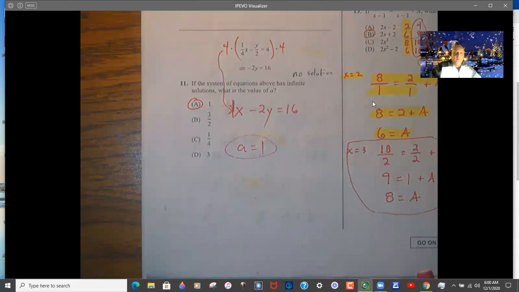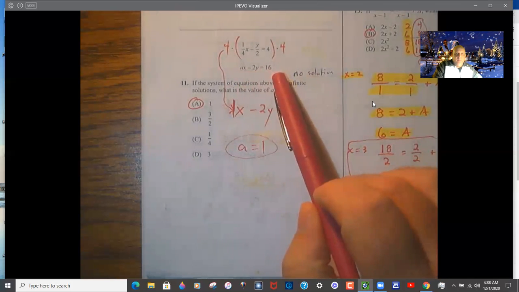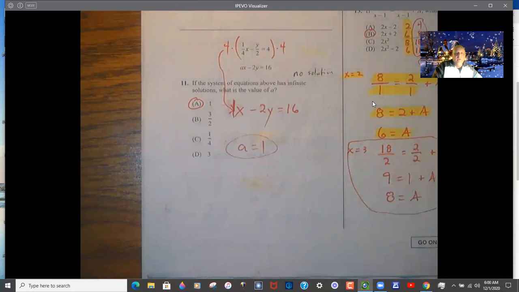So anytime you get a question about a system of equations and you want an infinite number of solutions, the concept is that one of the equations has to be a perfect multiple of the other. So obviously this bottom row is going to be a multiple of the top row. So you need to figure out what the top got multiplied by.